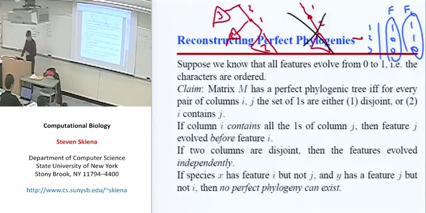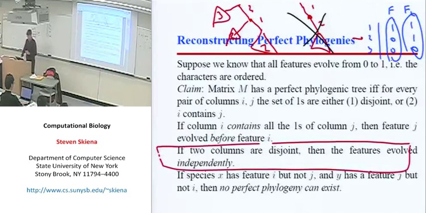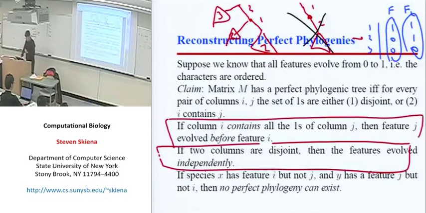So if we want to explain the ordered phylogeny here, my claim is that the key issue basically is that if the columns are disjoint, they evolved independently. If one column contains the other one, okay, then if column I contains column J, then the bigger column, the one with the more ones, has to have evolved before the one with the fewer species, okay? And if there is a conflict, the claim is there cannot be a phylogeny.